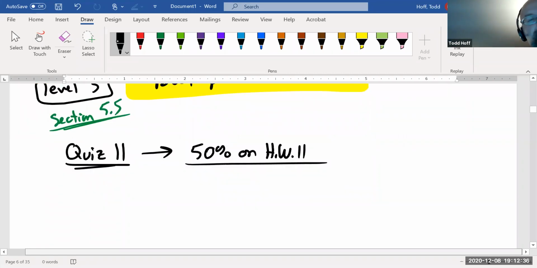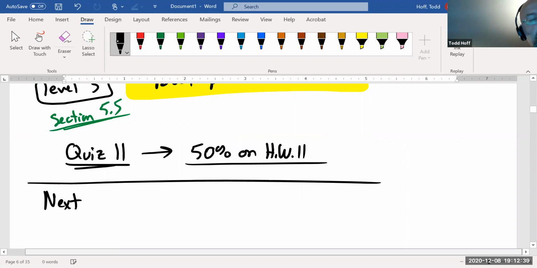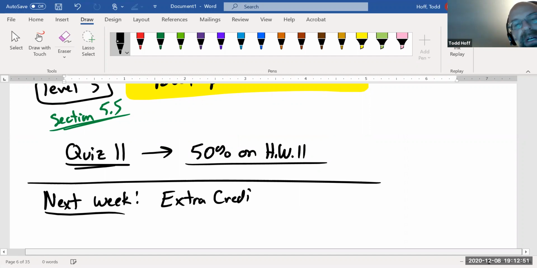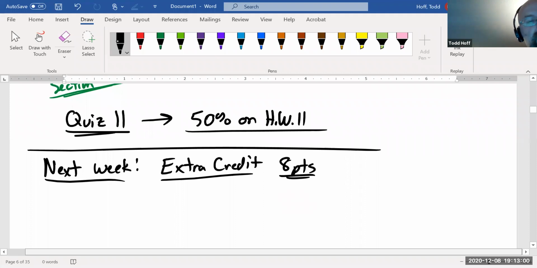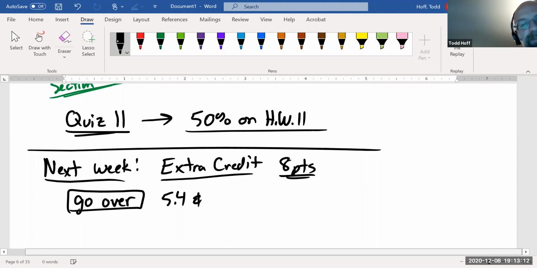The other thing is next week, the meet session is not required. It's optional. So you won't lose anything if you're not there. But I will give extra credit for attending the meet session, 8 points, just like a standard meet session. What I'm going to do is take a poll at the beginning of the meet session and see what students prefer. We'll go over sections 5.4 and 5.5 if that's what you wish, or we'll do a little bit of review for the test.